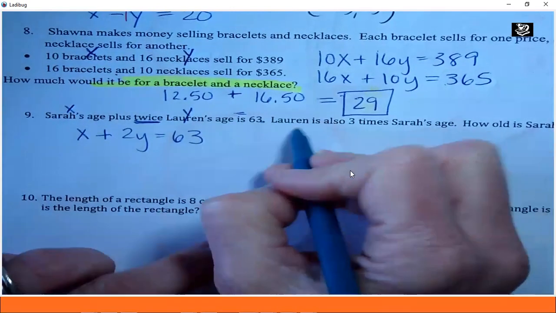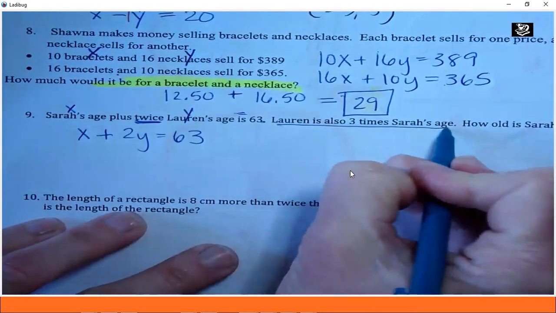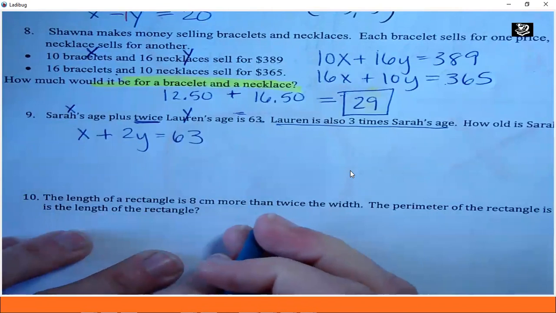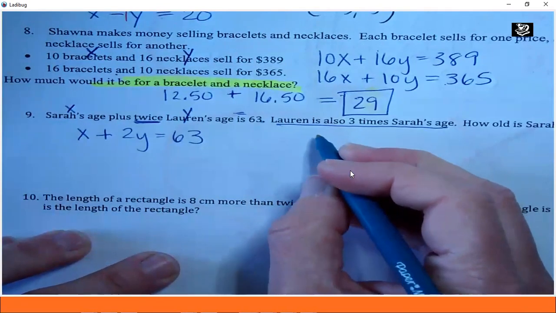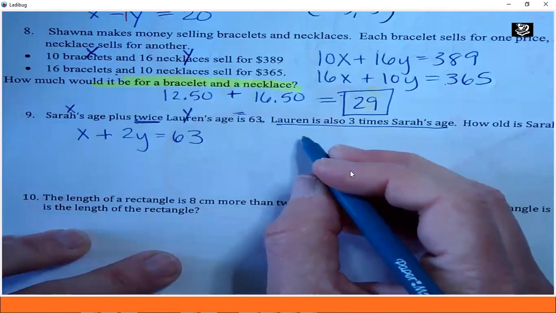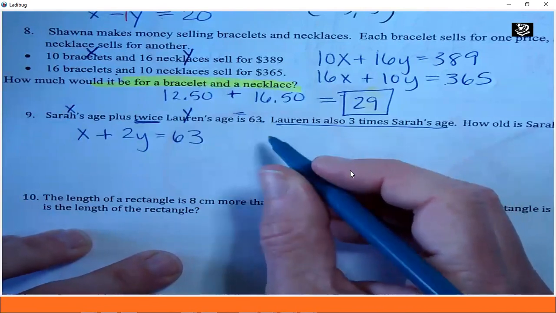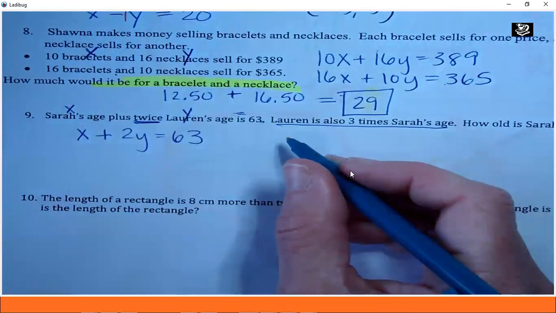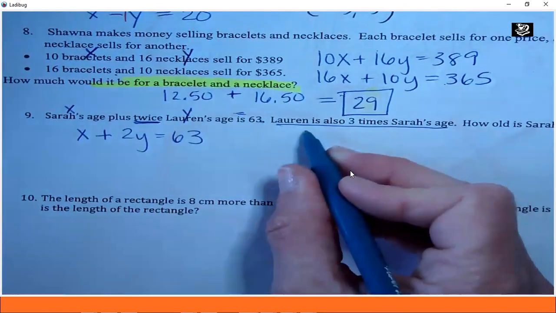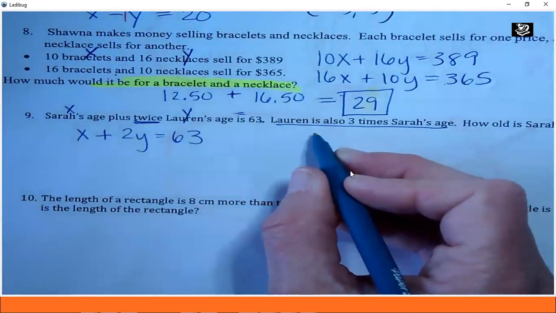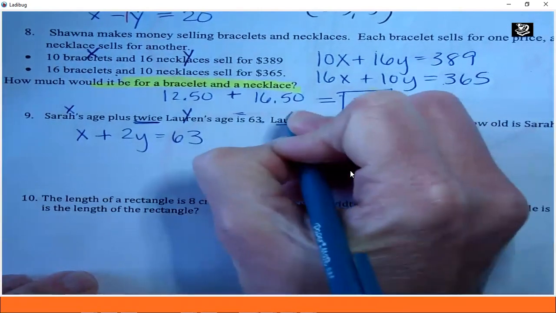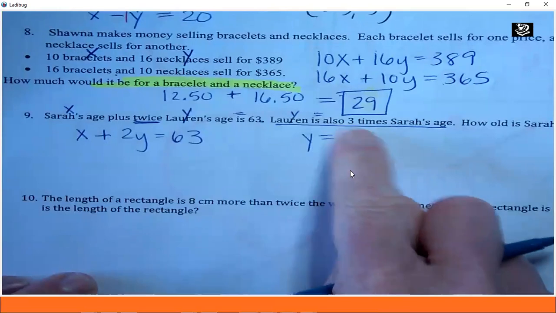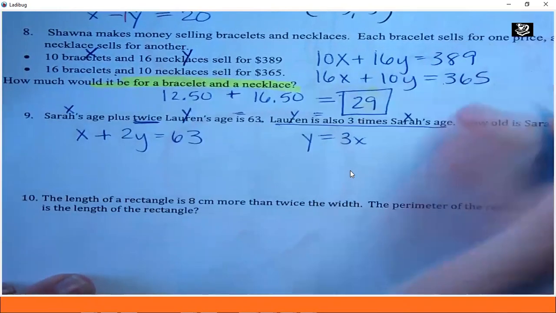Janiyah, what about this one? Lauren is 3 times Sarah's age. How do I write that one, Janiyah? Isaac, how do I write this one? Good. Y equals 3x. Lauren is Y. Is equals 3 times Sarah, who is X.